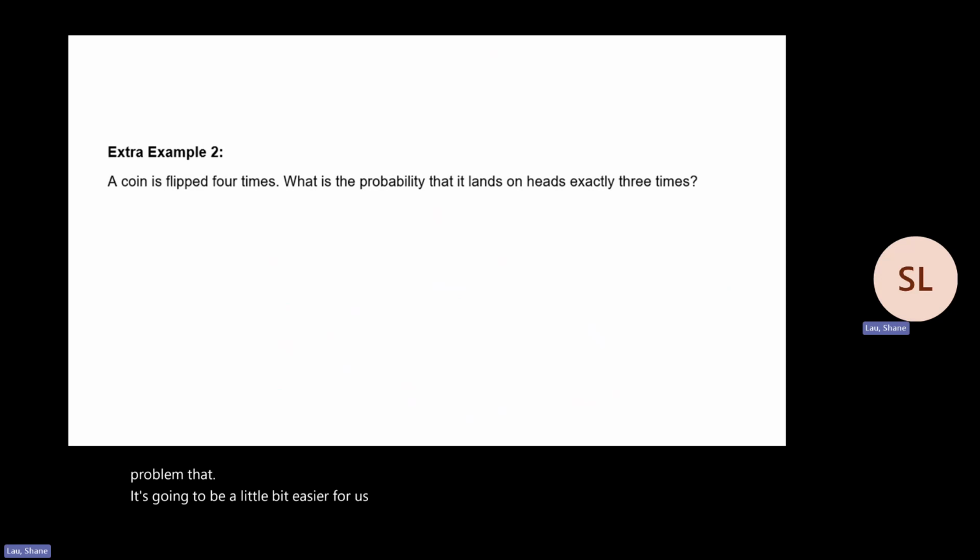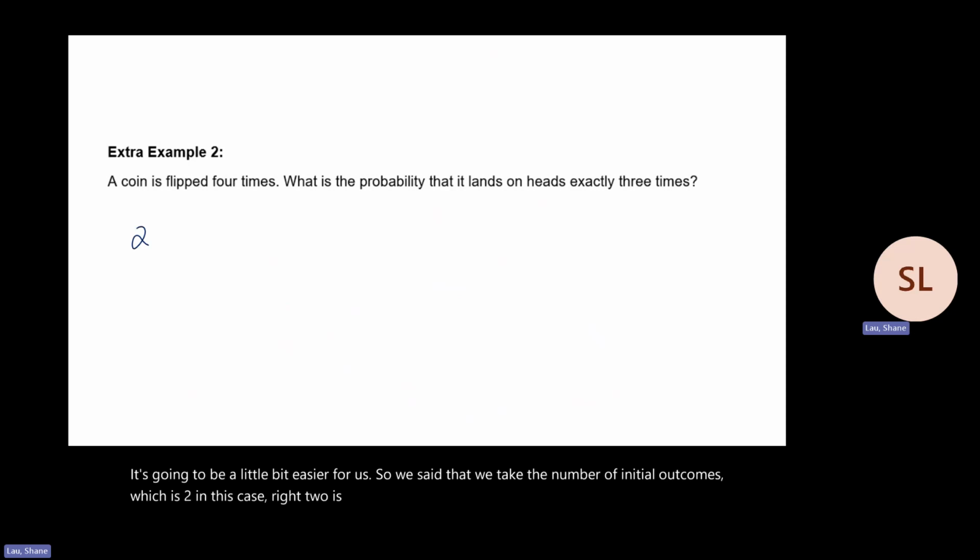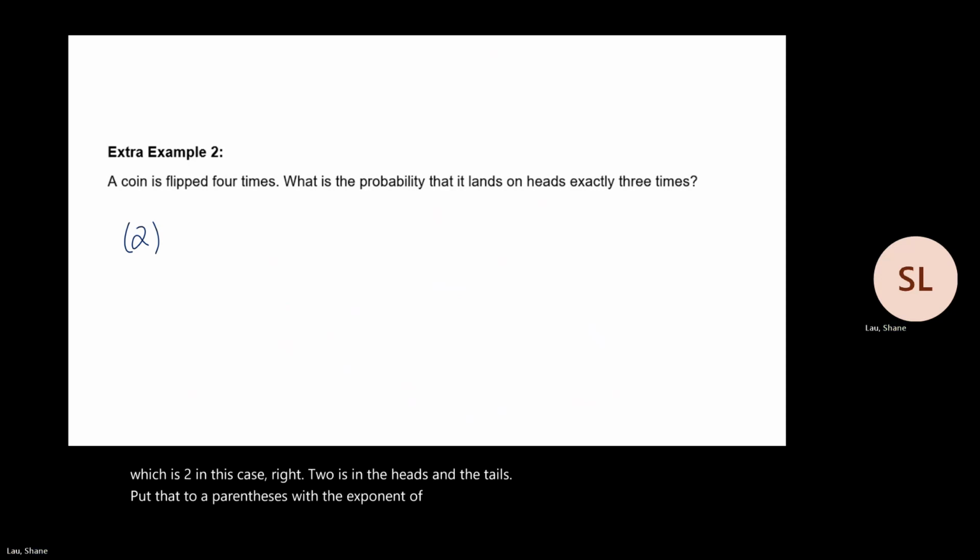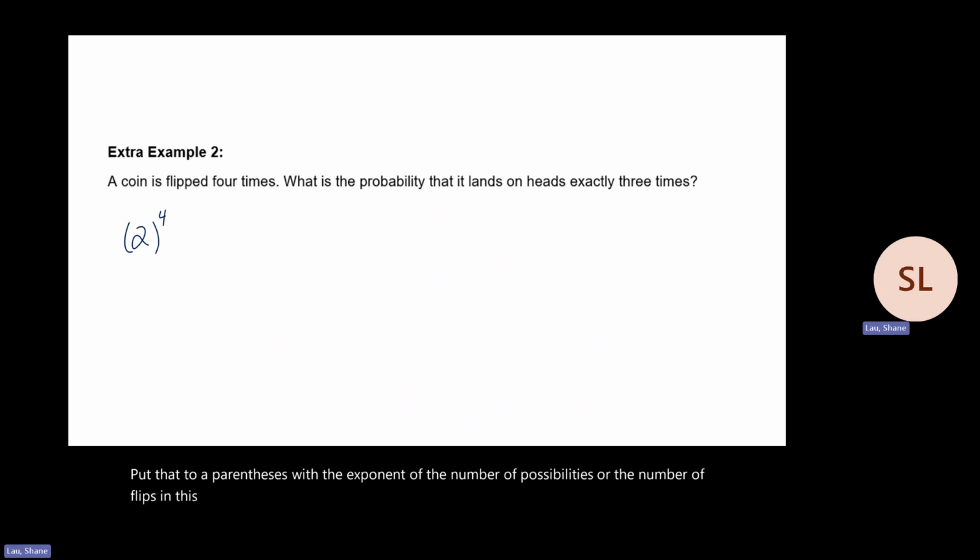So we said that we take the number of initial outcomes, which is 2 in this case, right? 2 is the heads and the tails. Put that in parentheses with the exponent of the number of possibilities, or the number of flips in this case, which is 4. Well, 2 to the 4th is going to be 16, right?